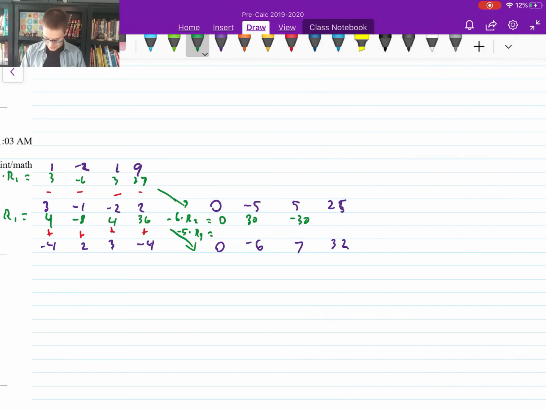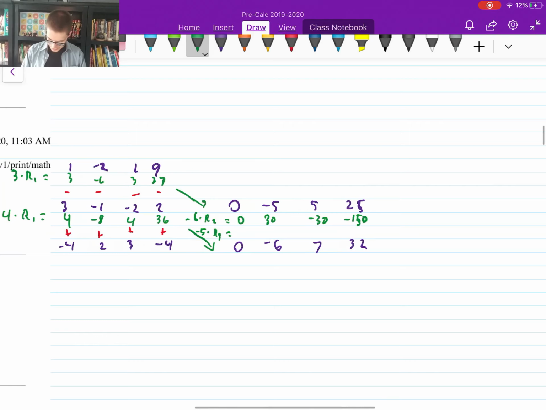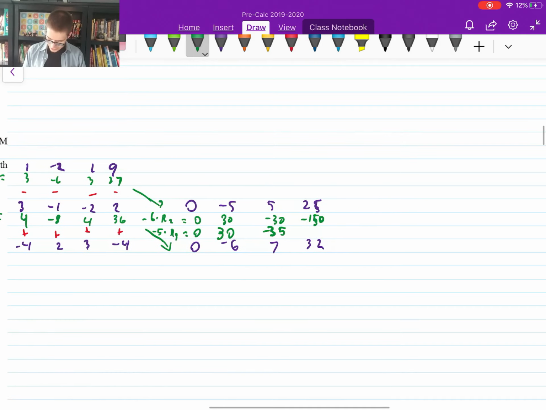Just better than making a mistake. I'd rather be slow than make a mistake. So -5 times -6 is 30. 7 times -5 is -35. And then -5 times 32 is -160. Not -60, -160. There we go. 5 times 3 is 15. 2 times 5 is 10.